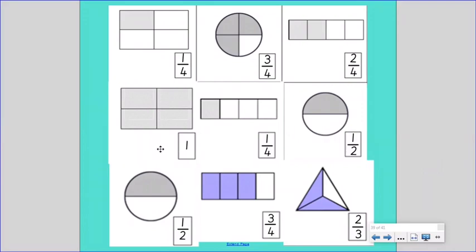Okay, you could write down 4/4, but that's a whole. All of the parts of this shape are shaded. So this is a whole, or 1. Next one is 1/4. This one is a half. The next one's a half again. 3/4, and the last one was 2/3. Well done.